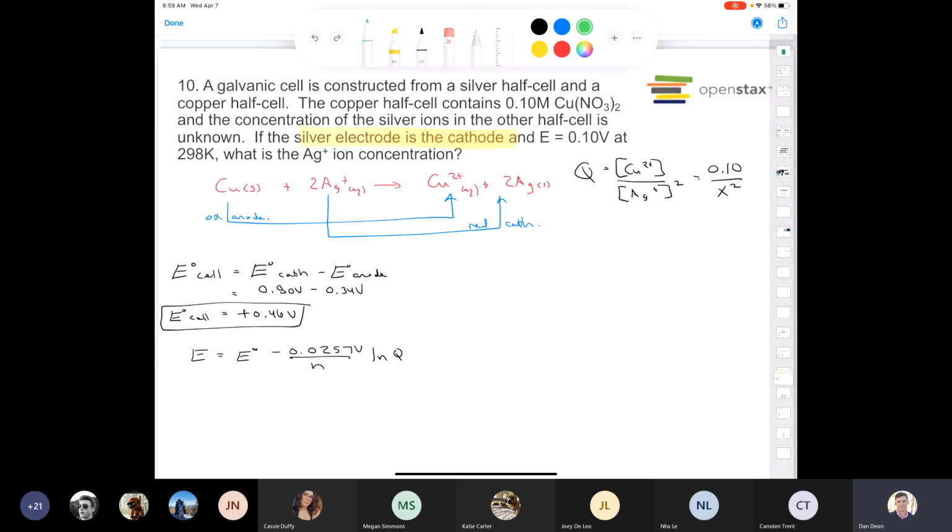All I'm really doing here is figuring out what the Q is. Now I've got that. I know that n is going to be equal to 2 because I have 2 positives over here and I have 2 positives over here.